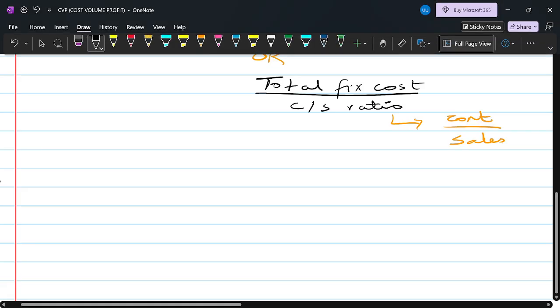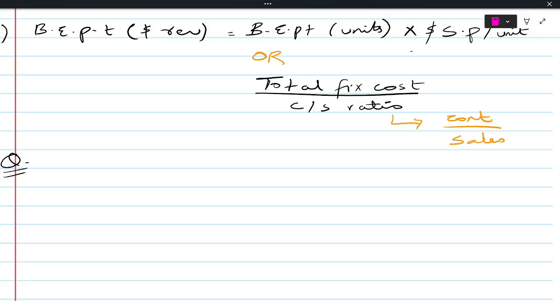Now let me assign you a question. You already know the concept and the formulas. So let me write a question over here. Excuse me for my writing. Let's say the selling price per unit is $10.